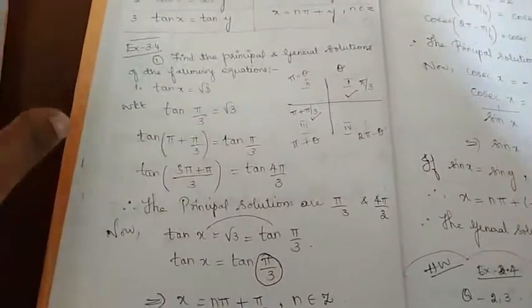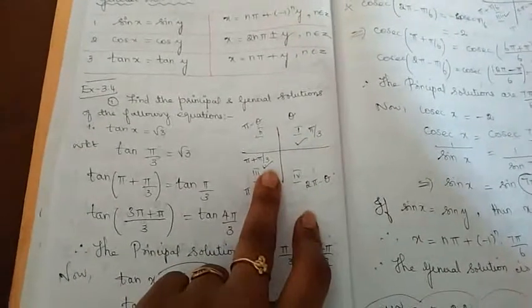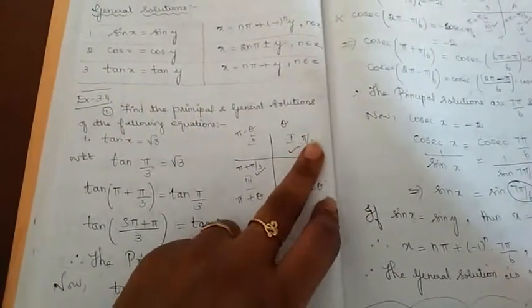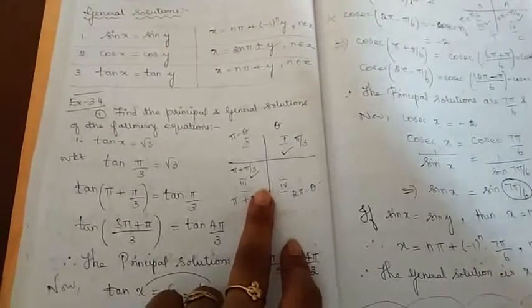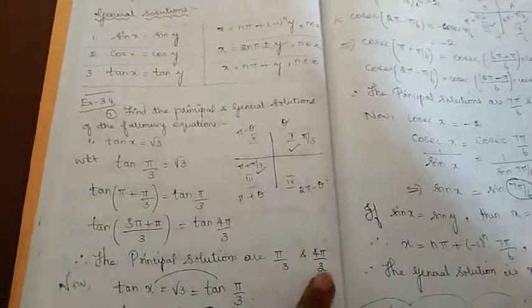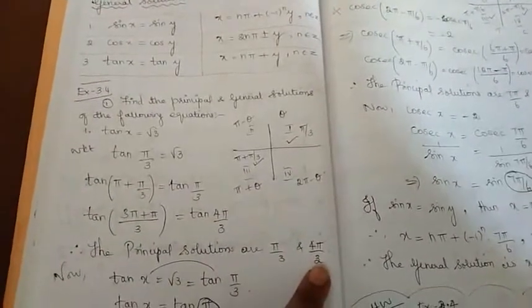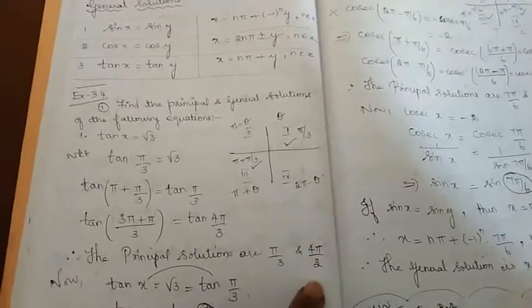Now the equation is tan x = √3. As usual, let us find the principal solution. We know tan 60° is √3, so it is π/3, but it is positive. Therefore, θ should lie in the first or the third quadrant. If it lies in the first quadrant, θ is π/3. If it lies in the third quadrant, it can be expressed as π + θ, so it is π + π/3. If we simplify, we get 4π/3. So the principal solutions are π/3 and 4π/3.